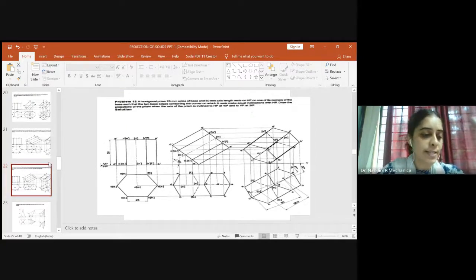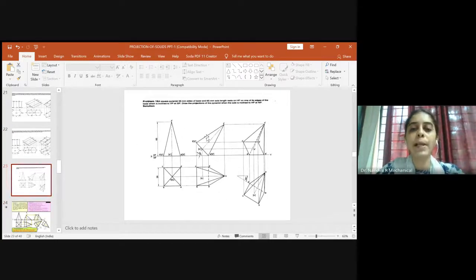I have 15 minutes in hand. So I just want to tell you a simple problem on square pyramid. It won't take more than 10 to 15 minutes. So let me cover up a simple problem on square pyramid.